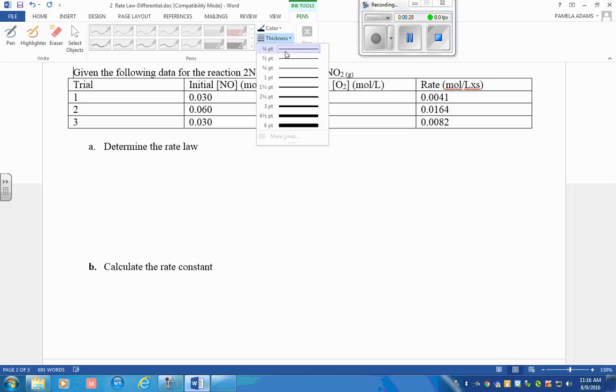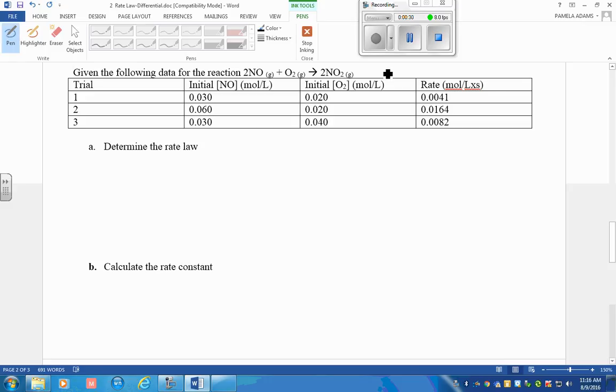So the first thing that we need to do is determine the general form of the initial rate law. And that would be rate is equal to the rate law constant times the concentration in molarity of NO raised to some power times the concentration of O2 raised to some power.